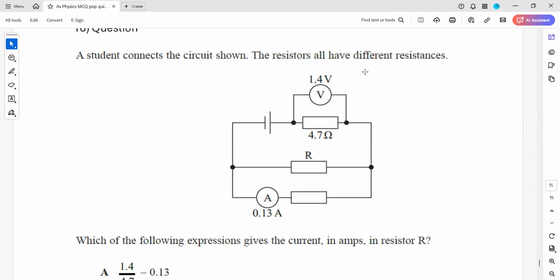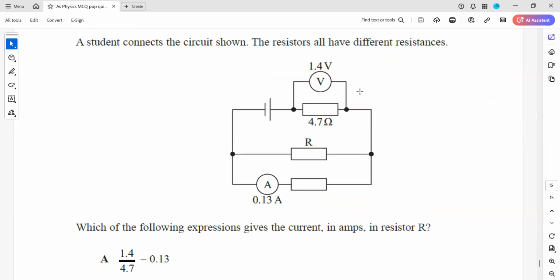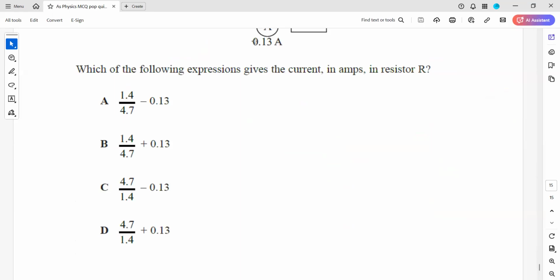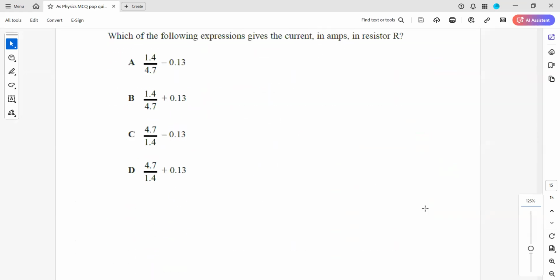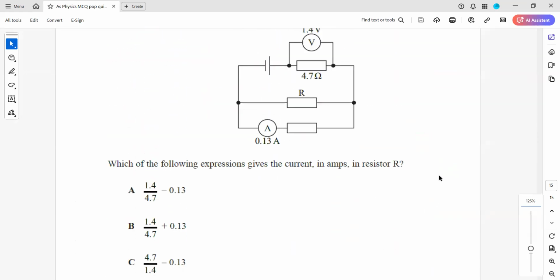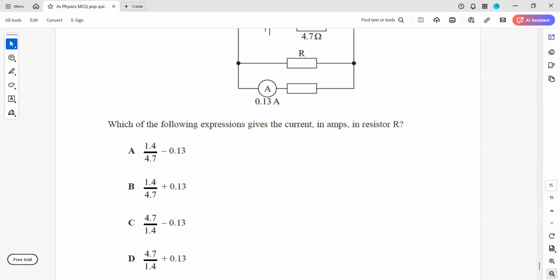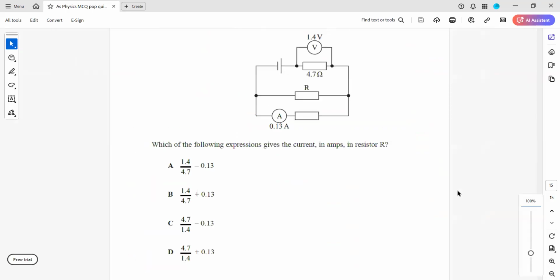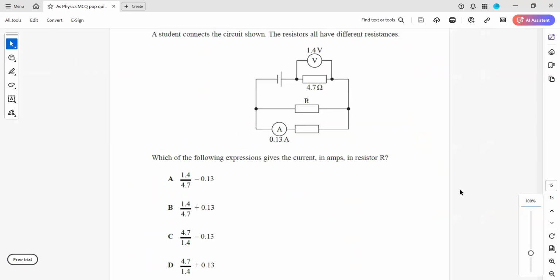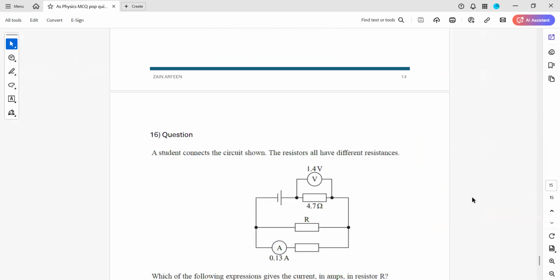The student connects the circuit as shown. The resistors are of different lengths. Any doubt in this? The last question. Question 16, any doubt? No doubt.